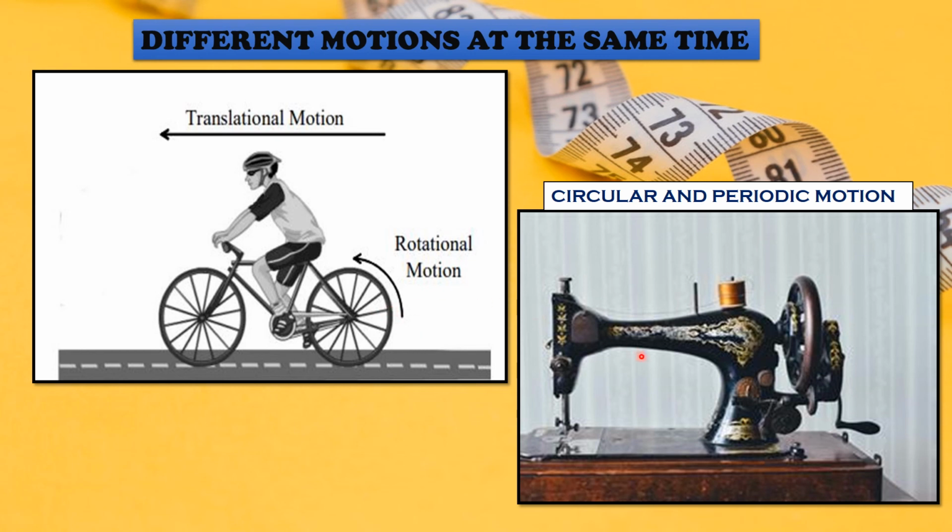Now next, in a sewing machine, the needle is in periodic motion, whereas the wheels of the sewing machine are in circular motion. So, the wheels of a sewing machine display circular and periodic motion. So, today we have learnt all about the different physical quantities and their units, about motion and different types of motion.